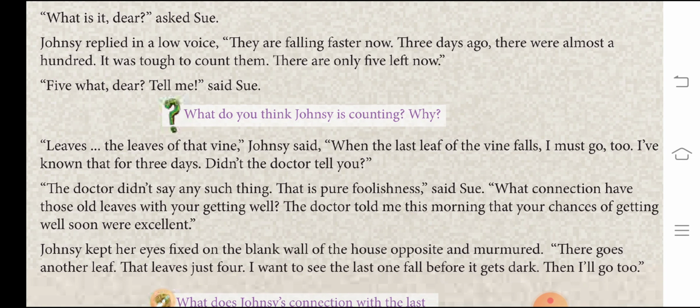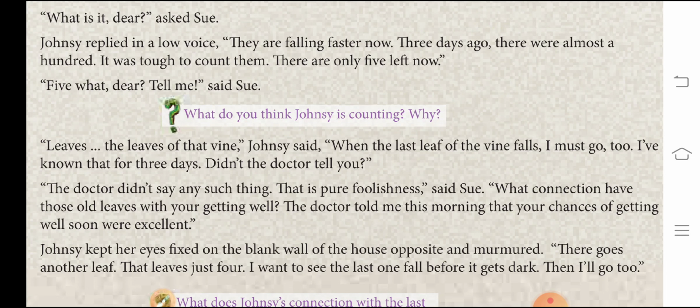When the last leaf of the vine falls, I must go. कि जब ये last इस vine का जो पत्ता गिरेगा तो मैं भी मर जाऊंगी. I will also die. I have known that for three days. So she said, I noticed this for three days. Didn't the doctor tell you? And the doctor also told you the same thing, that she will die soon.